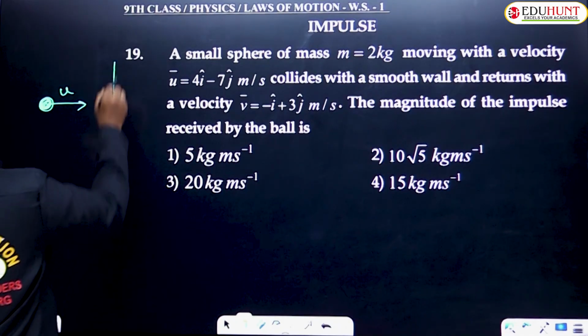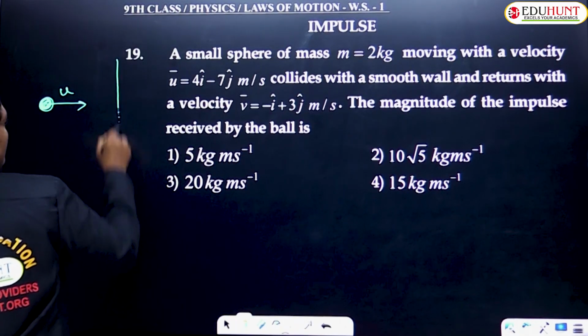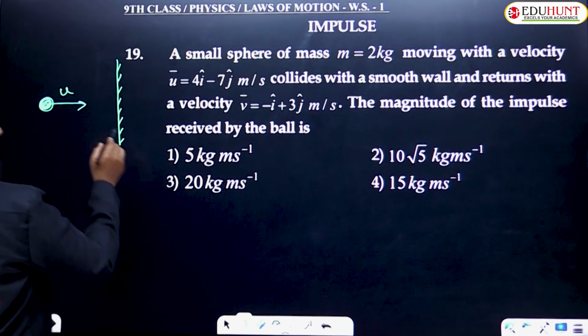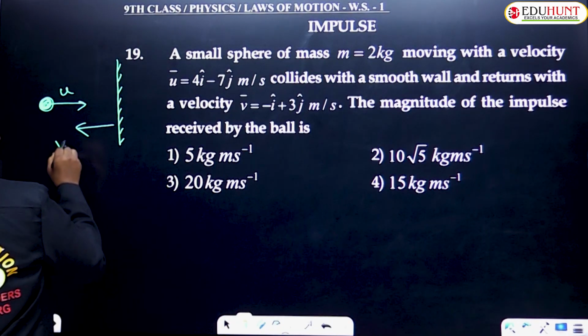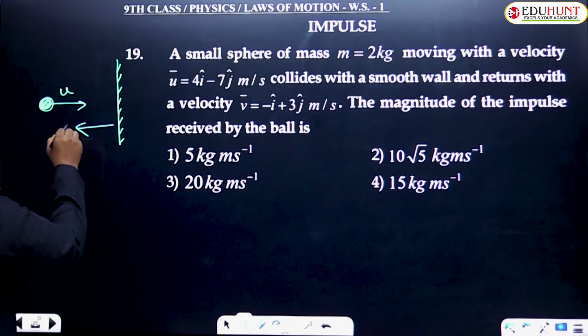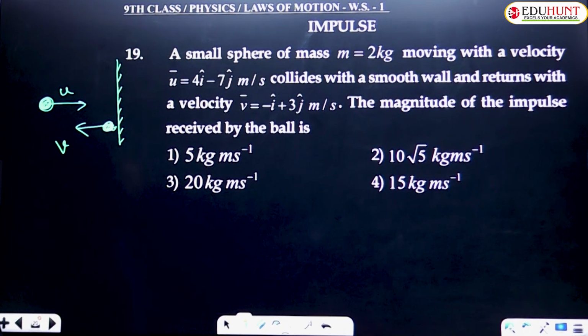It collides with a smooth wall. After collision, it will again return with a velocity v equal to minus i cap plus 3 j cap. Is that clear, children? The magnitude of the impulse received by the ball you are asked to find out.